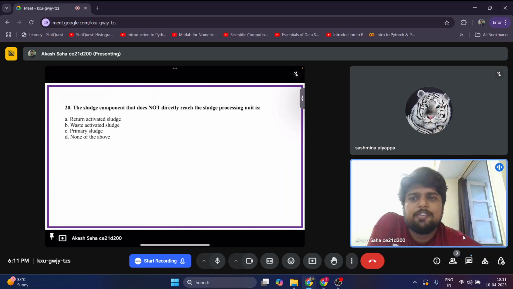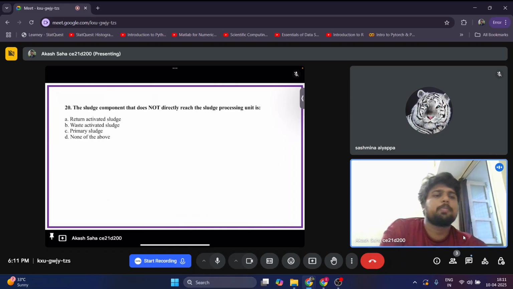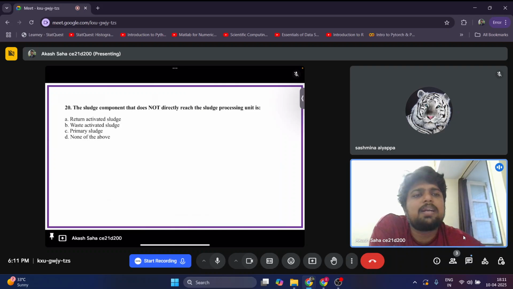Okay. So here, we have solved so many numerical problems also. In each of the numericals, we were calculating the total amount of sludge that requires treatment or processing. There we used to add the primary solids as well as the secondary solids or the waste activated sludge. So primary sludge and waste activated sludge will definitely go to the sludge processing unit for further treatment and then disposal. But the return activated sludge is the part of sludge that is sent back to the aeration tank to retain the biomass in the system.